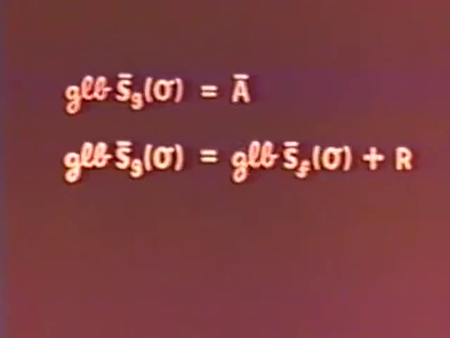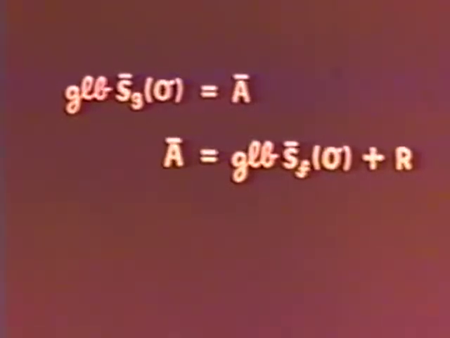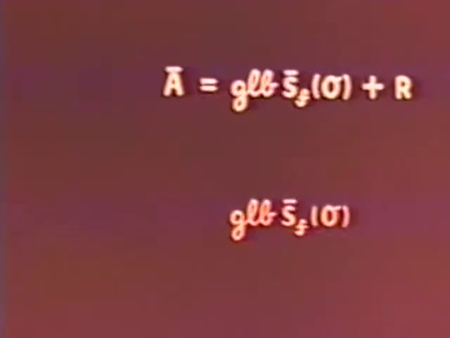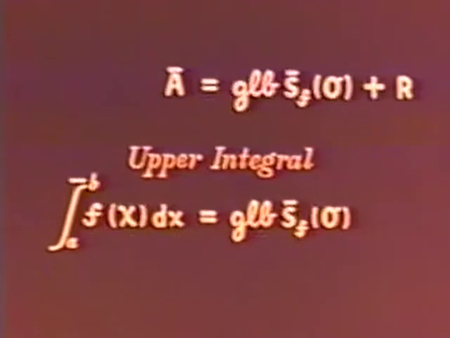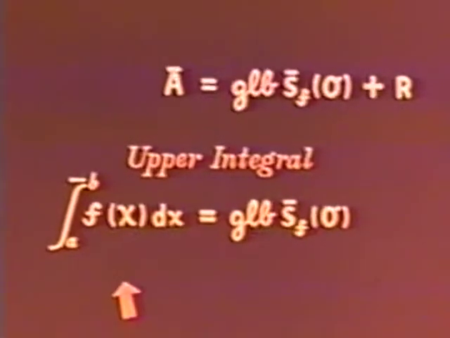Since the graph of g lies above the x-axis, the greatest lower bound of its upper sums is equal to the outer area A, upper bar, of the set of points under the graph. Therefore, we obtain this result. The greatest lower bound of all upper sums for f is defined to be the upper integral of f on AB. It is a number and is denoted by this special symbol.